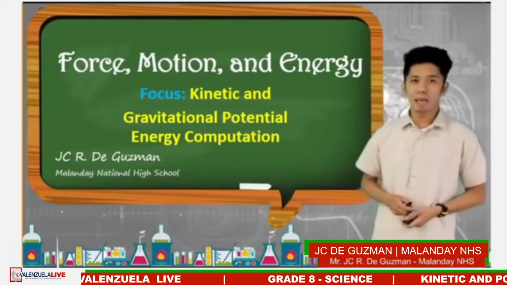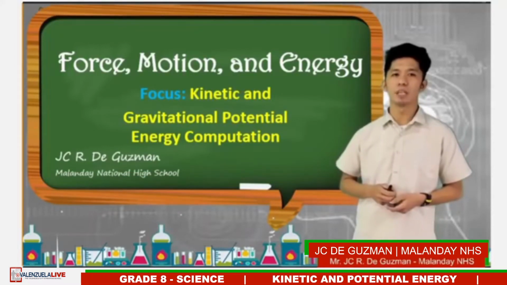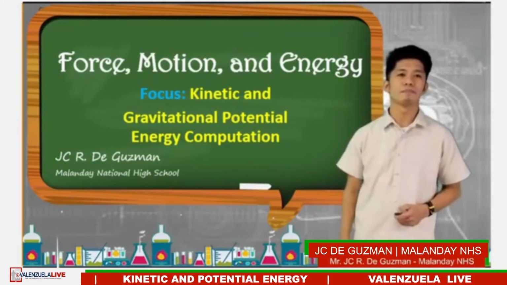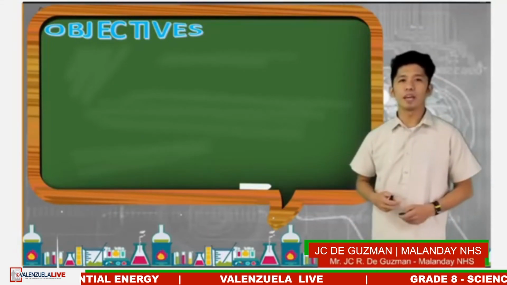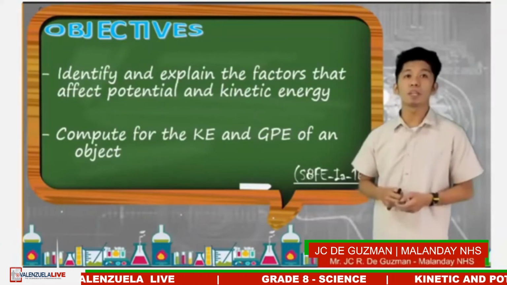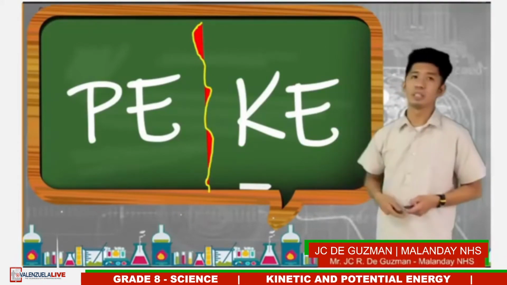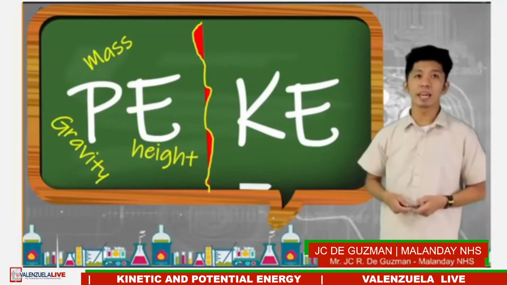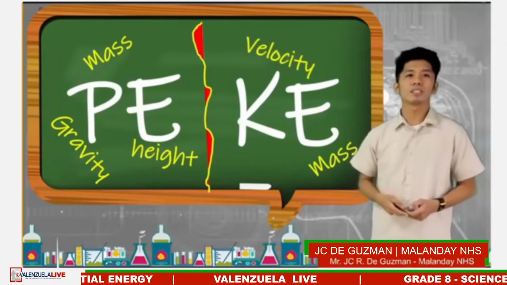So, for today's episode, we will focus on the combination of kinetic and potential energy of an object under the module of force, motion, and energy. For today's objectives, we are going to identify and explain the factors that affect potential and kinetic energy by means of computation. We know the different factors that affect potential and kinetic energy. For potential energy, we have the mass, the gravity, and the height. While for kinetic energy, we have the velocity and the mass.